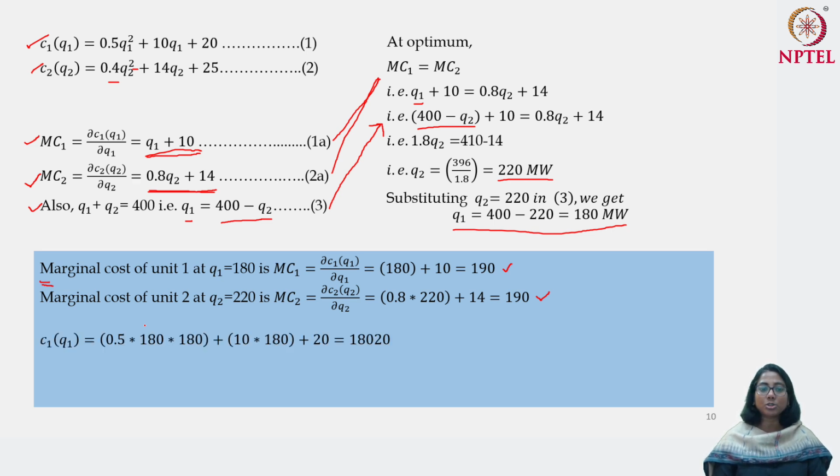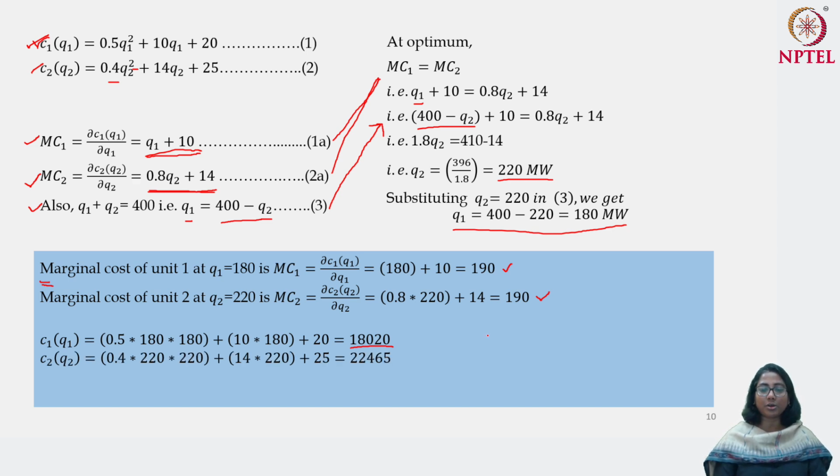The second is, let us also try to identify what is the total cost of producing this 400 megawatt. So the cost that the first plant is incurring to produce 180 units of output can be derived from this C1 function. I am just plugging 180 here: 0.5 multiplied by 180 square plus 10 multiplied by 180 plus 20. This is the total cost of production of 180 megawatt. Now see, when I am talking about the total cost of production, this also includes the fixed cost as well.